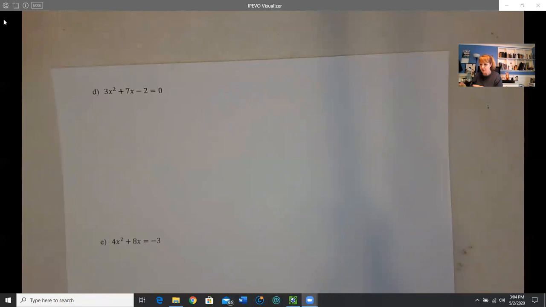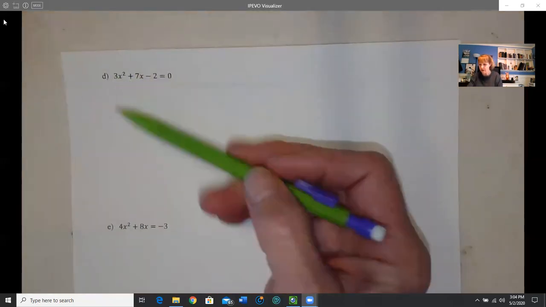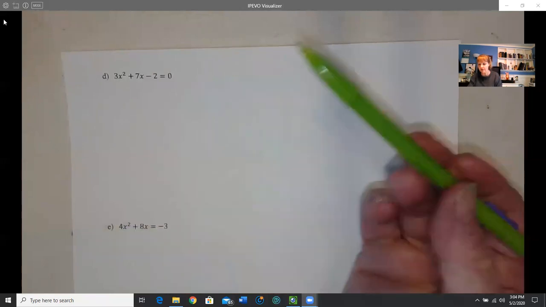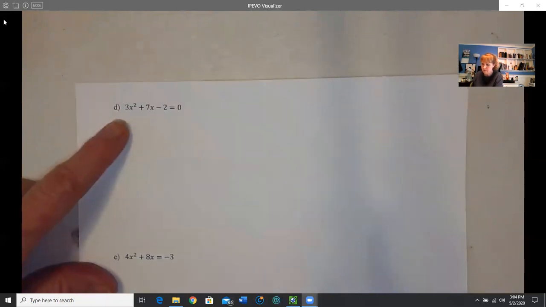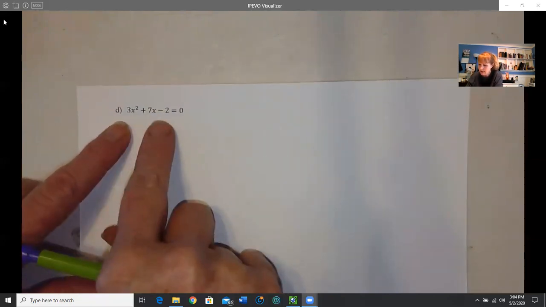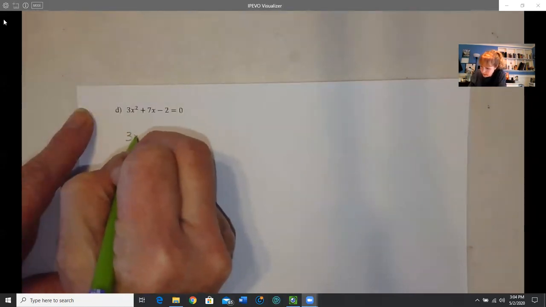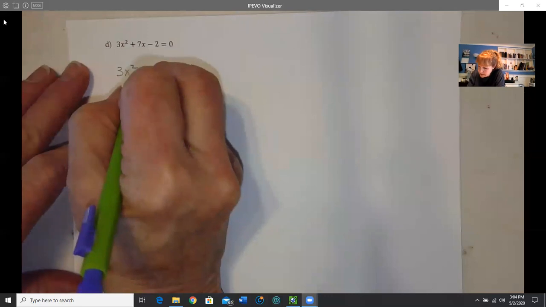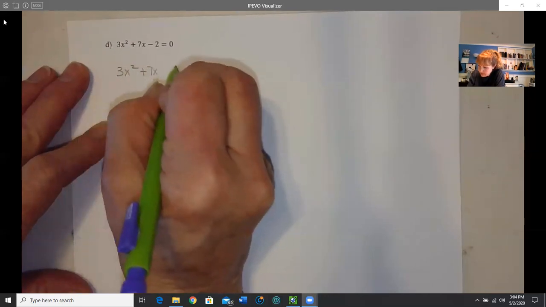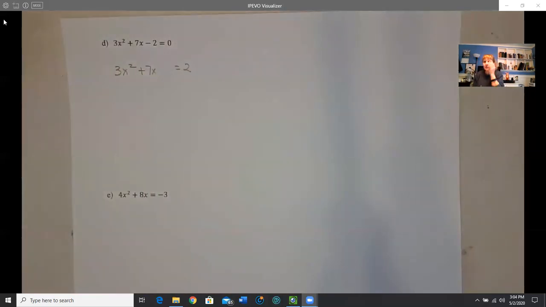Now, the step 2 deals with a number. If you'll notice all along this page here, we have a number in front of our radical. And how do we incorporate that? Well, first off, go ahead and you can move the 2 over here. We'll do our step 1. Plus 7x equals 2.